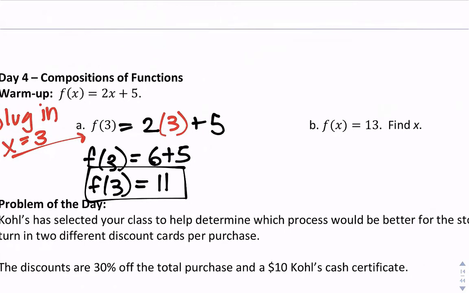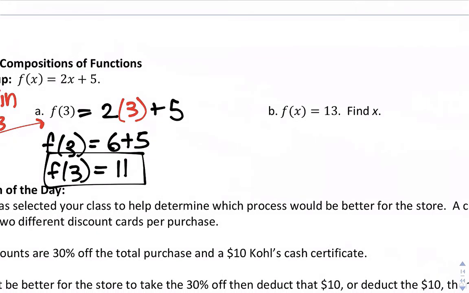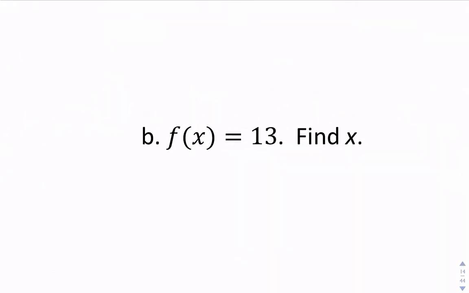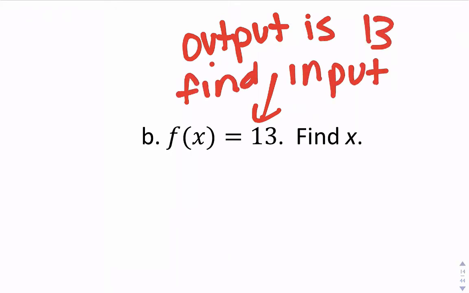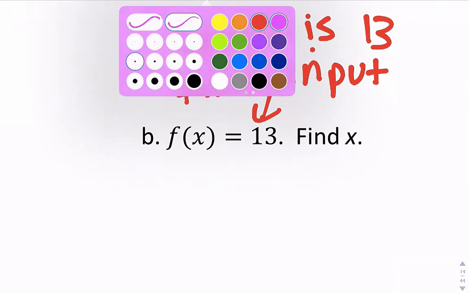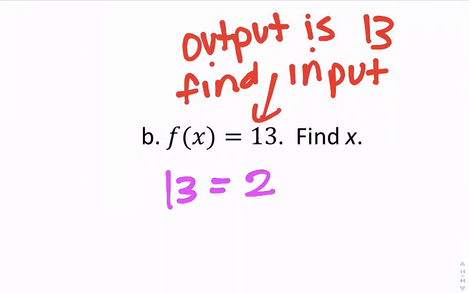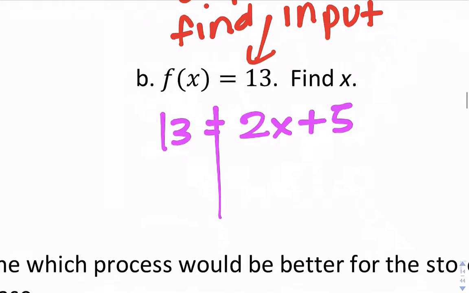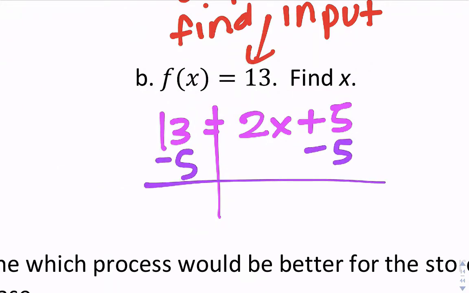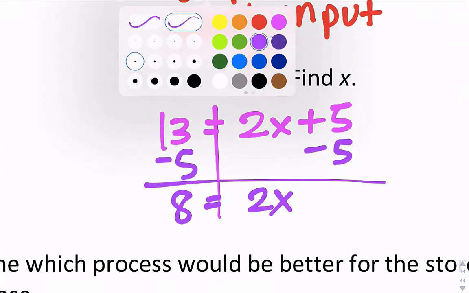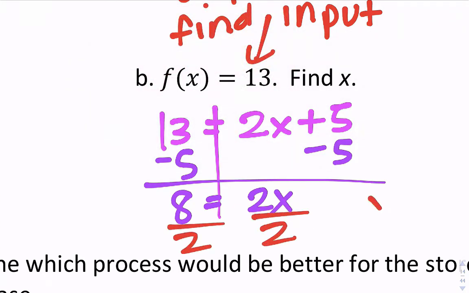All right, slightly different than what this is asking for. This is saying the output is 13. Find the input. Okay, so let's do that. So we're going to say 13 equals 2x plus 5. In this one, we solve algebraically. We will subtract 5 from each side. We will get 8 equals 2x. We will divide by 2, and we will get x equals 4.